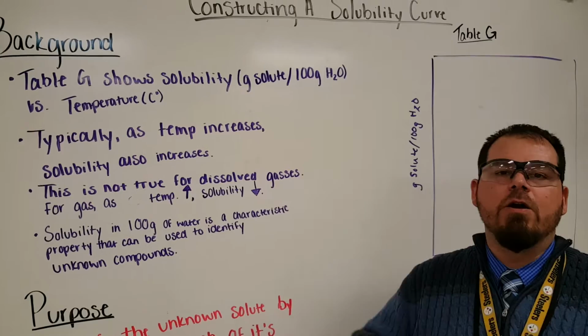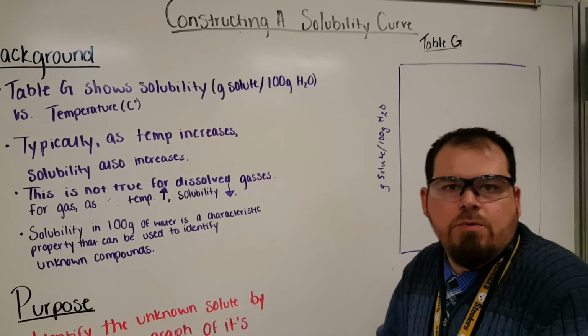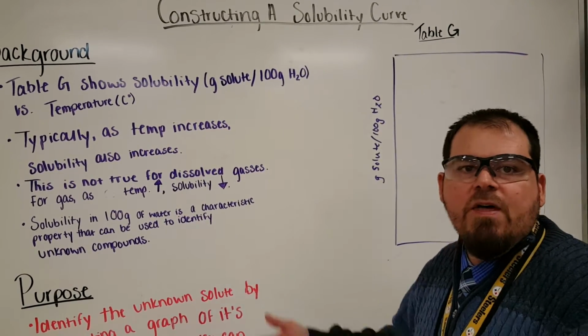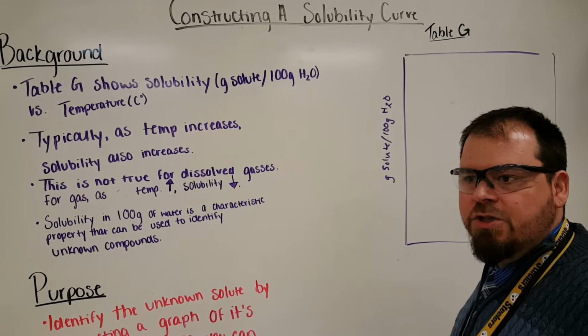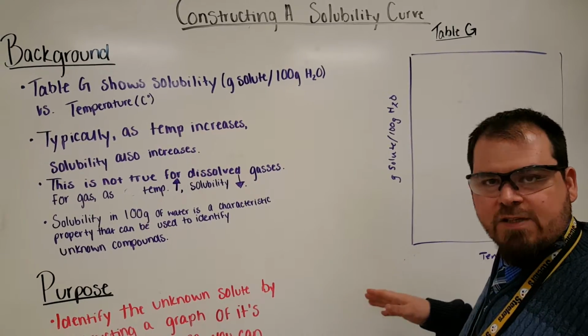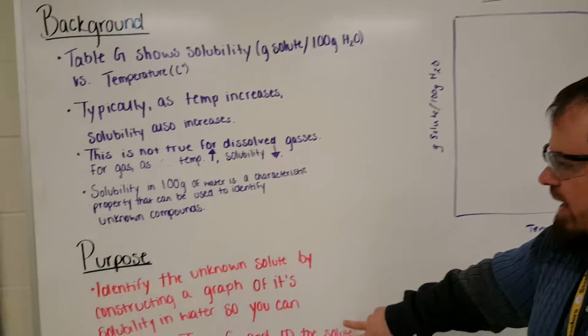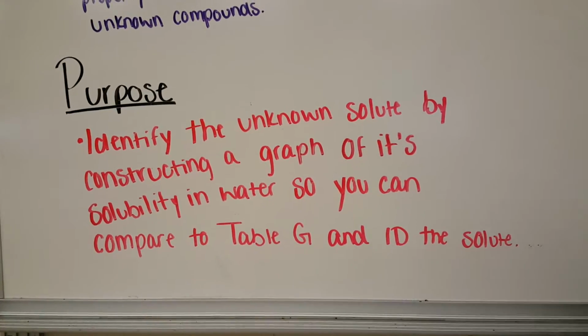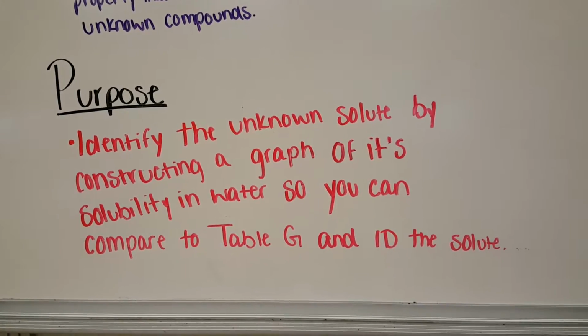Right. So we have an unknown for you that you are going to dissolve, and then you are going to bring back out a solution so that you can see what temperature it dissolves at. Your purpose is to identify the unknown solution that Monaco and Milk created for you.